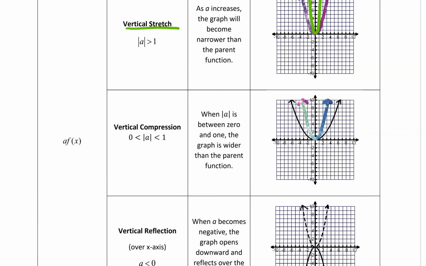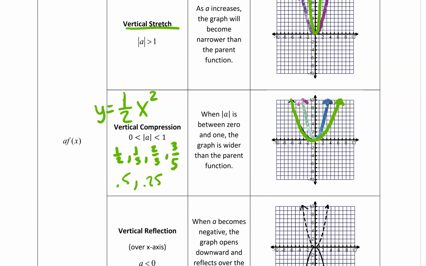So think of some numbers between 0 and 1, like 1/2, 1/3, 2/3, 3/5, those type of numbers. Fractions where the number on top is smaller, or we could even say decimals such as 0.5, 0.25, etc. You'll usually see fractions though. Those types of numbers, when they are in front of x squared, for instance, if I had 1/2 x squared, that would make my graph much more wide, as such.